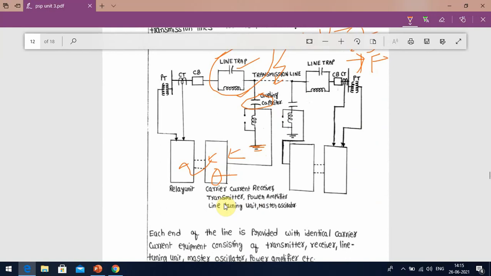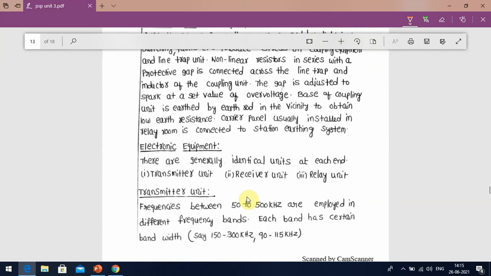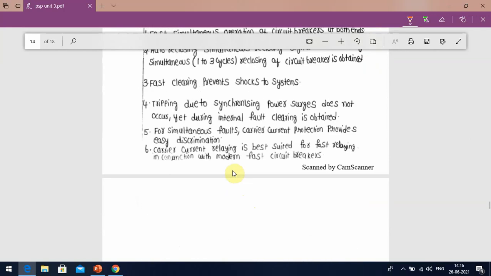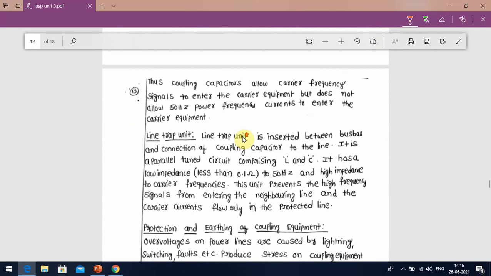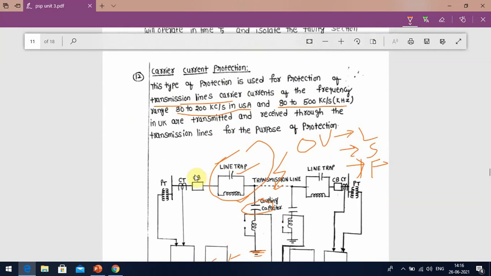And now, what are the advantages of this carrier current protection? So the advantages are fast simultaneous operation of circuit breakers at both ends. So at both ends the same, circuit breakers are fast. So here on the left hand side one circuit breaker, on the right hand side another circuit breaker.